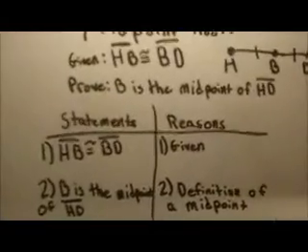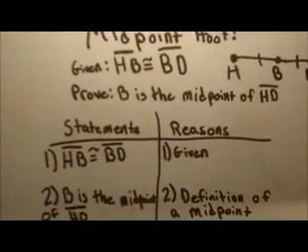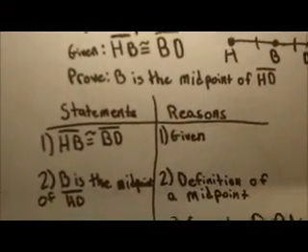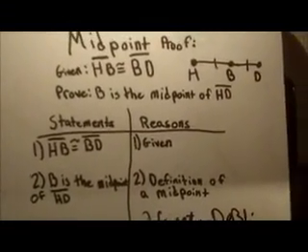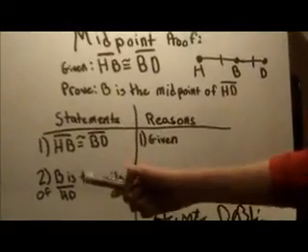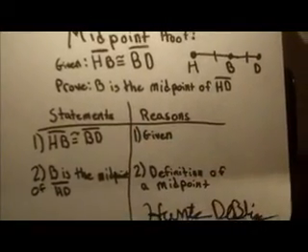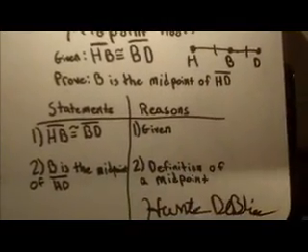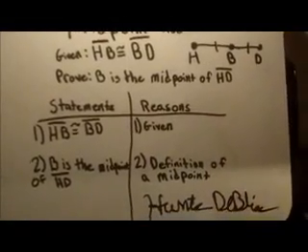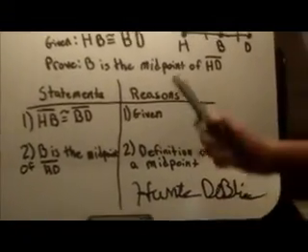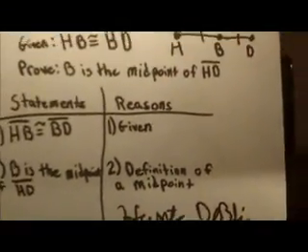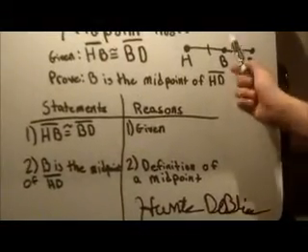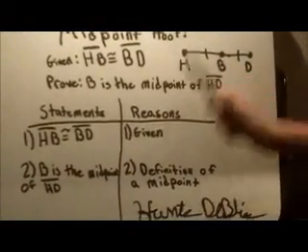We start off with the given information: segment HB is congruent to segment BD. Our second and final step is to prove that B is the midpoint of HD. And the reason is the definition of a midpoint, which states that if two smaller segments that make up a bigger segment are congruent, then the common point in those two small segments is the midpoint.